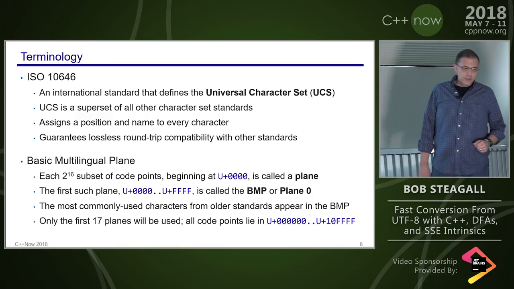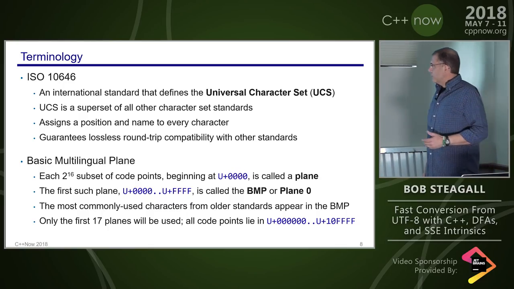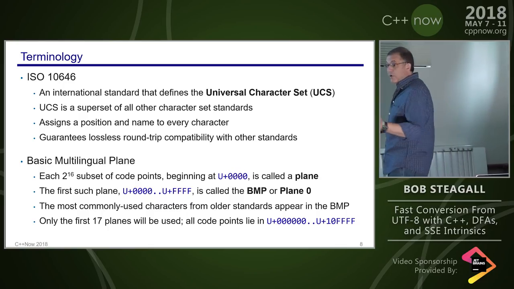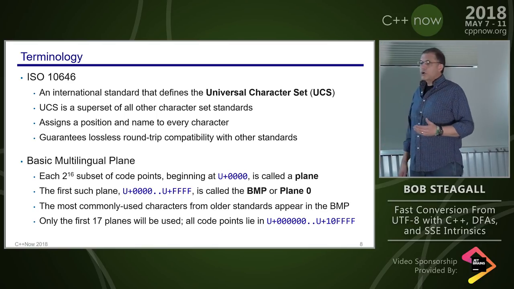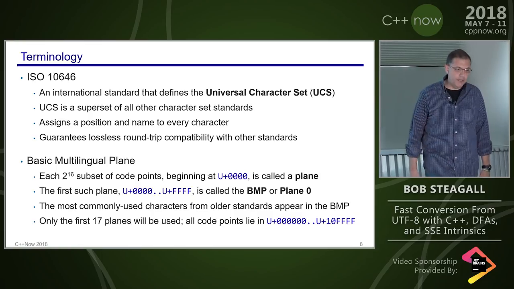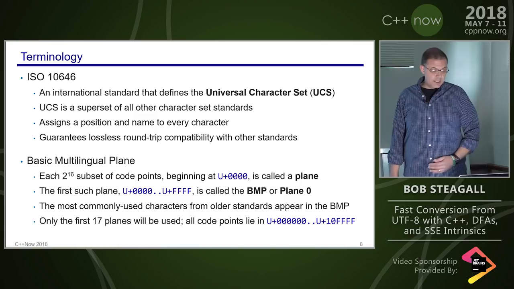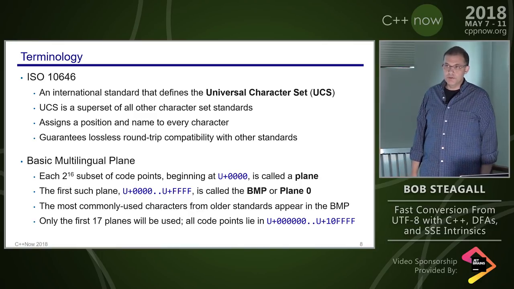The Unicode consortium has declared that only the first 17 planes will be used, which means that now and forever, allegedly, all code points will exist from 0 to hex 10FFFF. And that gives 1,114,112 code points.